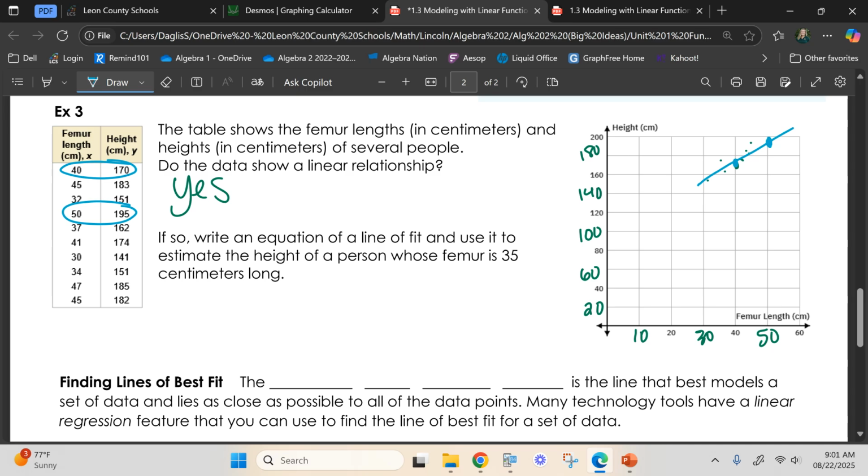All right, so to write the equation of a line, let's find a slope between those two. So again, slope is change in y over change in x. So how did 170 become 195? I went up 25. Good. How did 40 become 50? I went up 10. So that's about 2.5. So we'll use that for my slope.